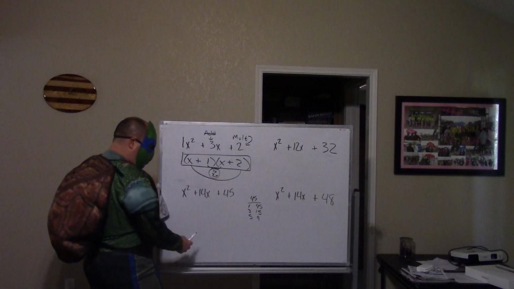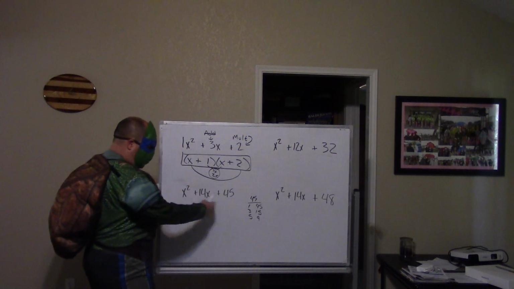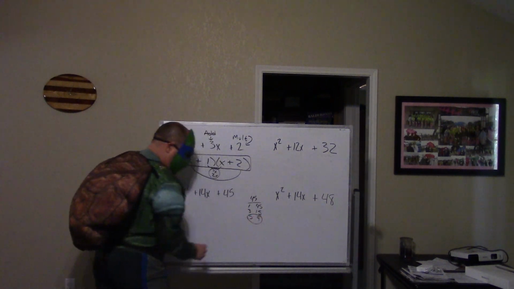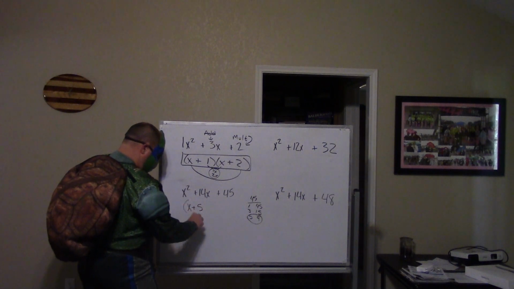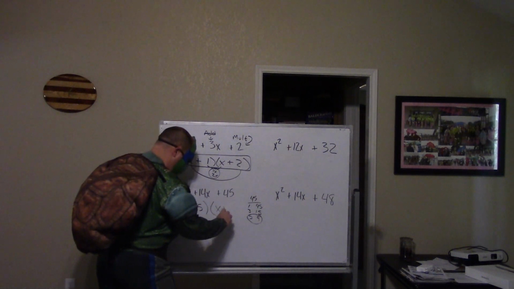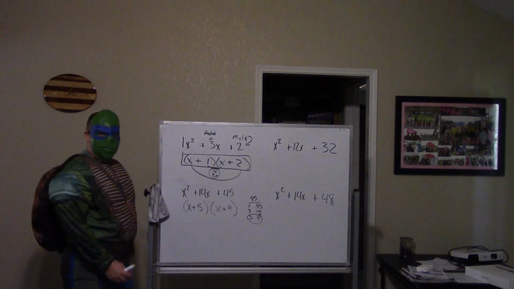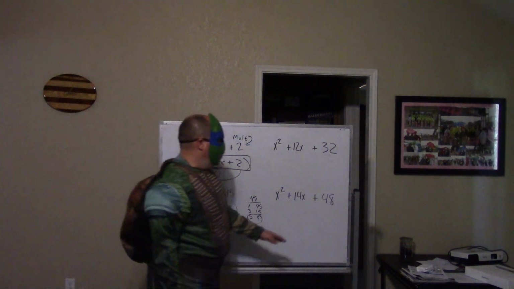Okay, well, once again, I'm going to look at this list. I'm going to figure out which one of those is going to add up to 14 here in the middle. So that is 5 and 9. So I'm going to write x plus 5 and x plus 9. It doesn't matter which one I write first, the 5 or the 9, I can put them in either order. Okay, I'm going to come over here.